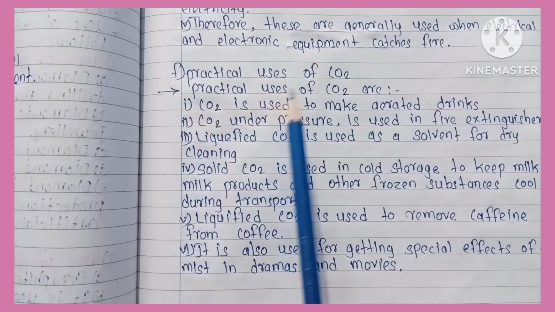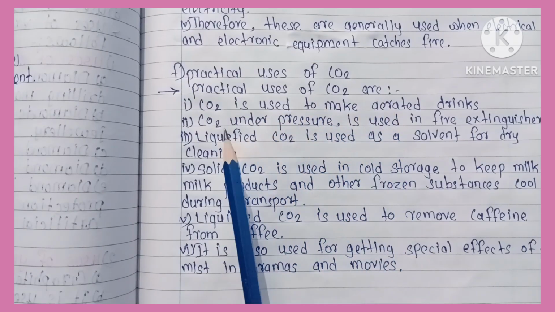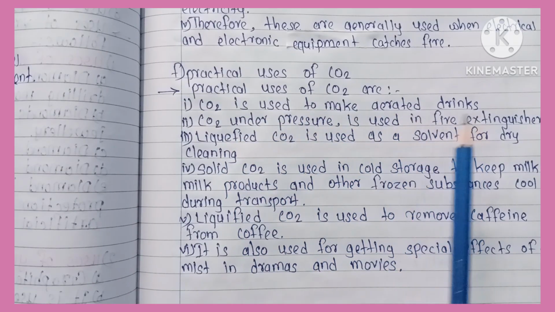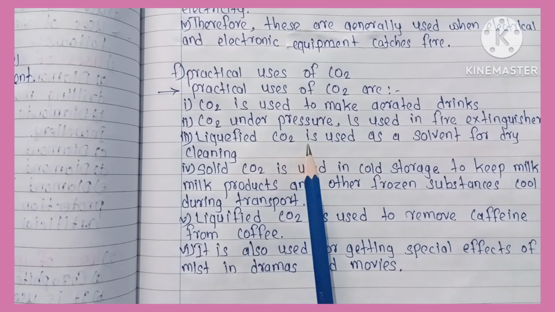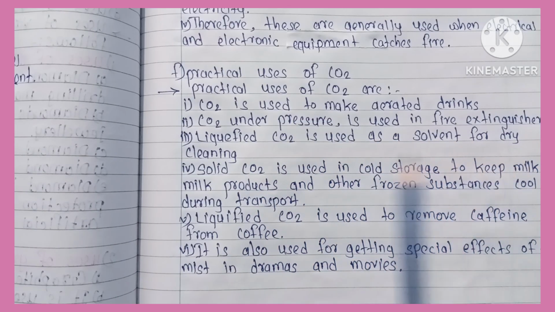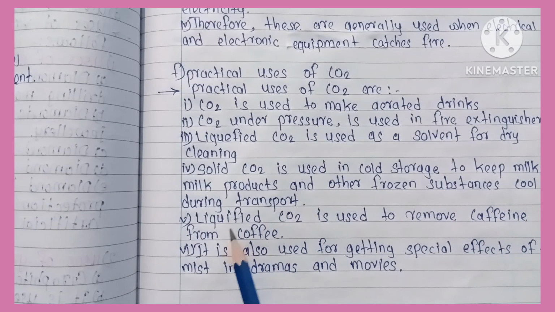Next question, practical uses of CO2. Answer, practical uses of CO2 are: CO2 is used to make aerated drinks. CO2 under pressure is used in fire extinguishers. Liquefied CO2 is used as a solvent for dry cleaning. Solid CO2 is used in cold storage to keep milk, milk products and other frozen substances cool during transport. Liquefied CO2 is used to remove caffeine from coffee. It is also used for getting special effects of a mist in dramas and movies.